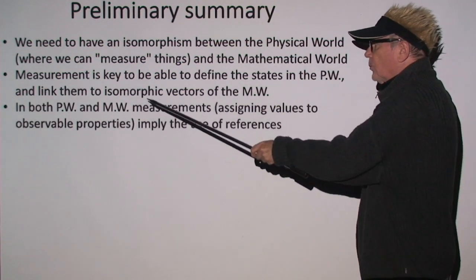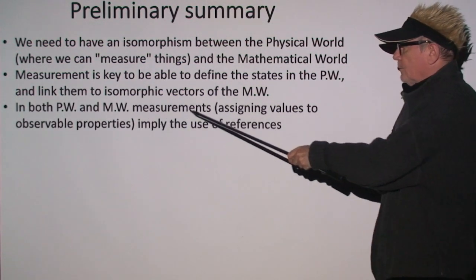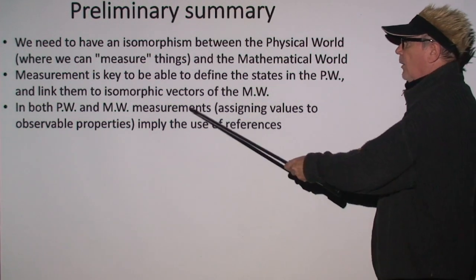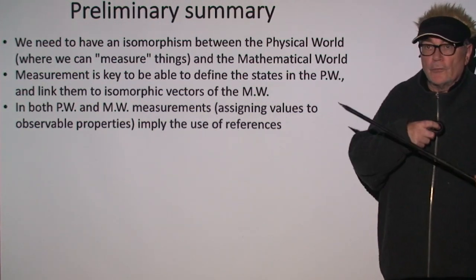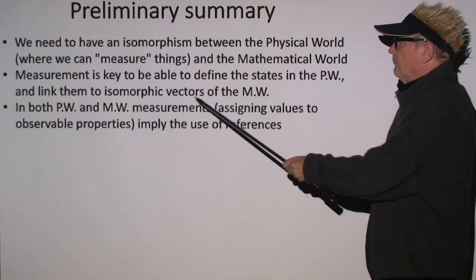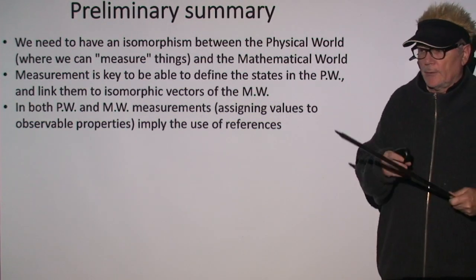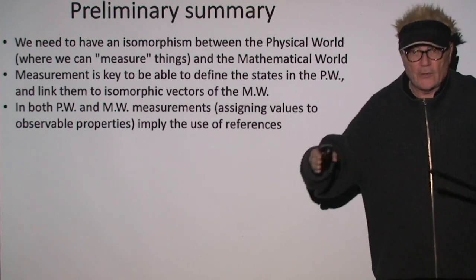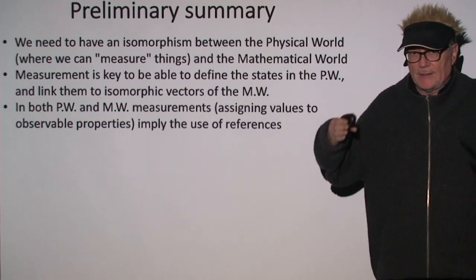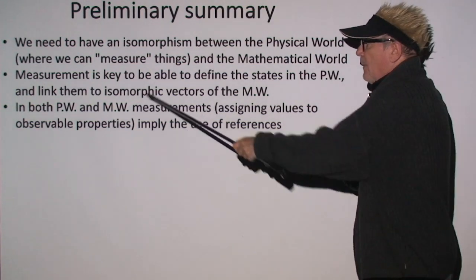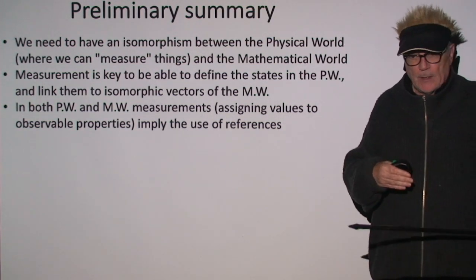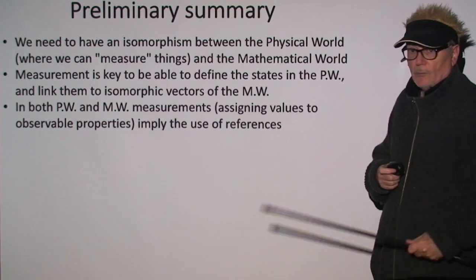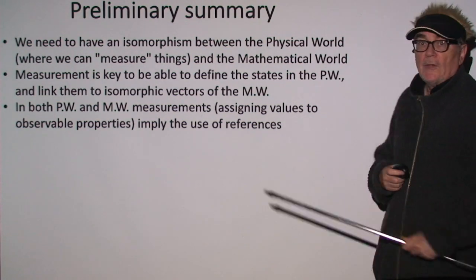And in both the physical world and the mathematical world, measurements, which means assigning values to observable properties, imply the use of references. In the physical world, you need a reference to compare to, in order to define lengths and measure lengths and measure quantities, etc. And the same applies in the mathematical world, where you need a basis to assign values to the vectors you're going to use to represent the states, which will be isomorphic to the vectors in the physical world.